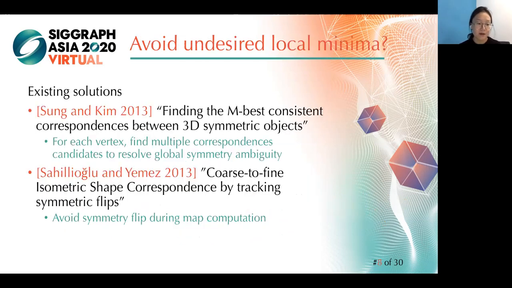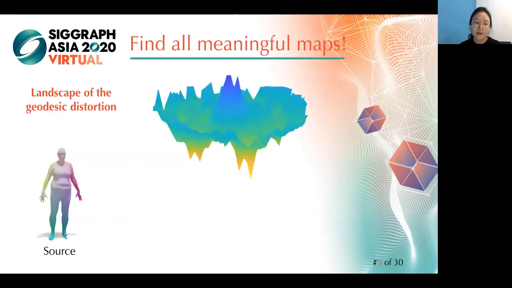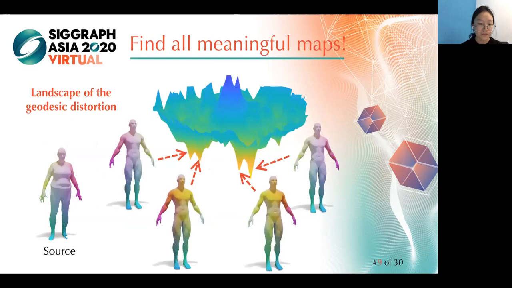There are some existing methods that try to address this issue as well. For example, one method tried to find multiple candidate correspondences for each vertex, and then select from the candidates to avoid global symmetry ambiguity. Another method discussed how to avoid symmetry flip during the map computation. These methods can be helpful in some cases, but they do not make much sense when multiple ground truths exist. For example, let's take a look at the four valleys in the landscape.